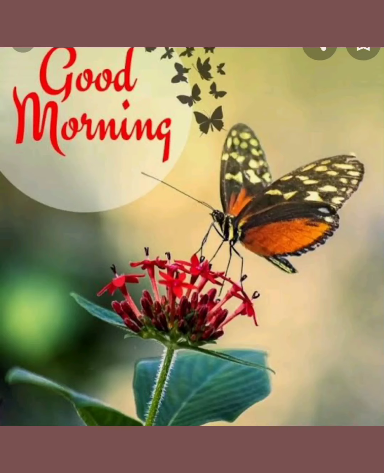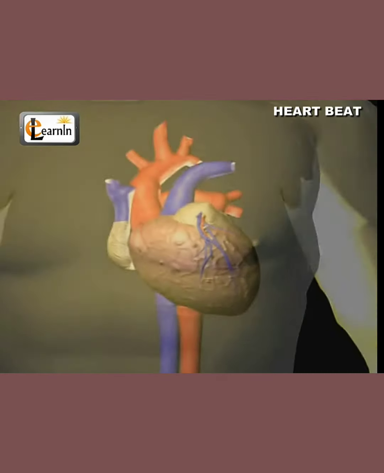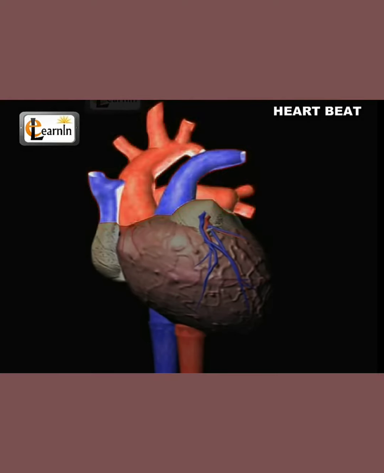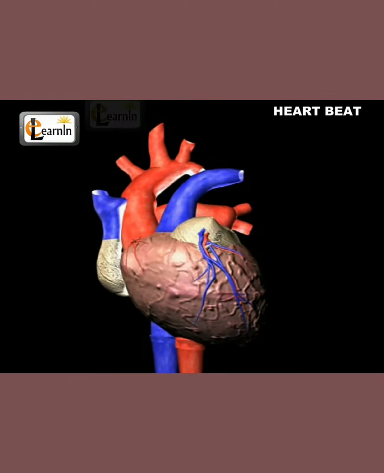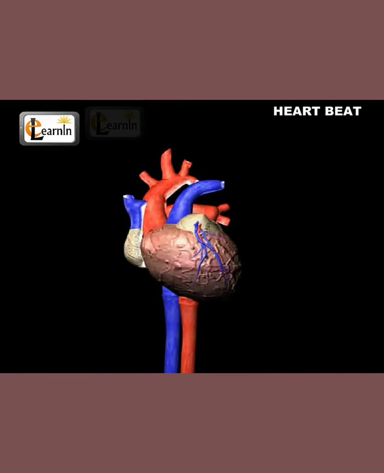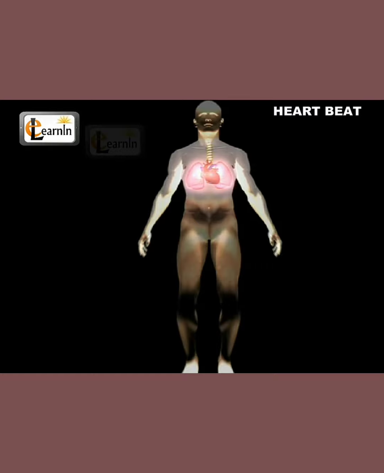We can continue the remaining portions. Heartbeat. The wall of the chamber of the heart contracts and relaxes in a rhythmic manner. The closure of atrioventricular valves and semilunar valves produces sound, and this sound is called heartbeat.